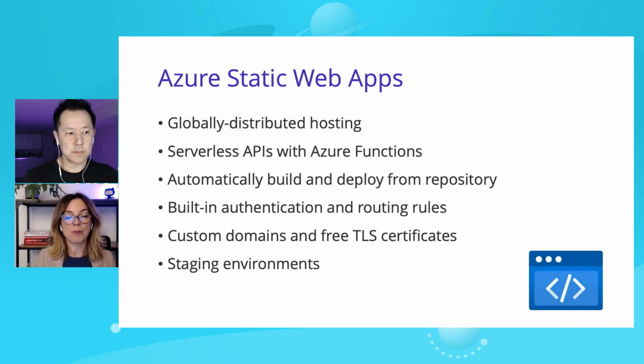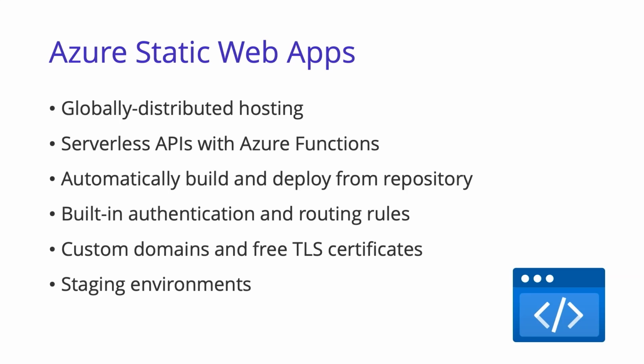And all you need to do, as I mentioned earlier, is push your code to your source control. That could be GitHub or DevOps, and the platform will build and globally distribute your assets and provision the infrastructure so that you don't have to worry about that. You also get built-in authentication and routing rules, as well as custom domains and free SSL certificates. And for every PR that you make to your repository, we also spin up a preview of your website. So you're going to get a URL where you can check out this new version of the website.